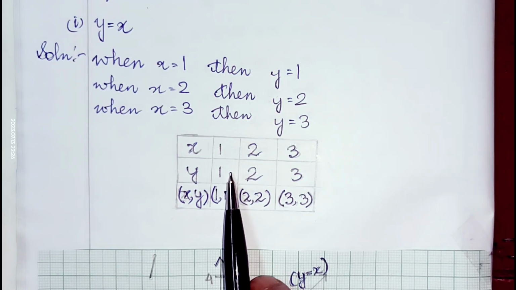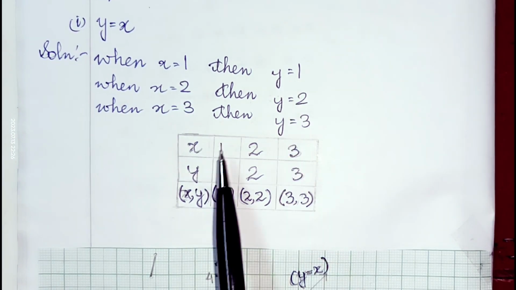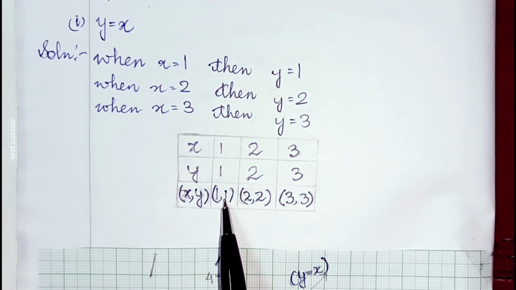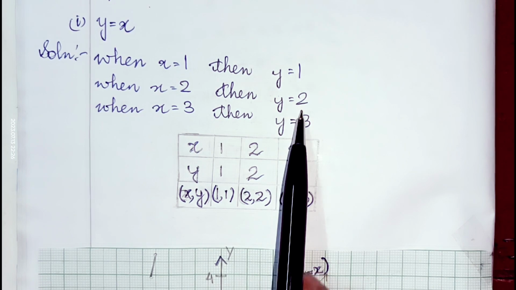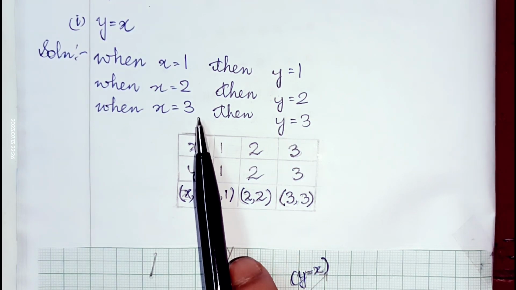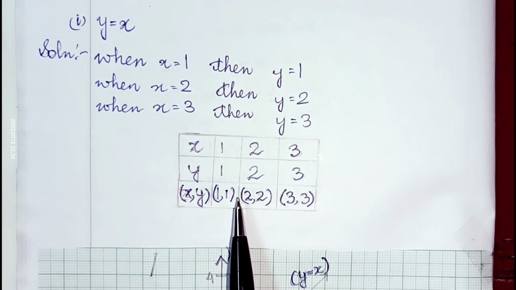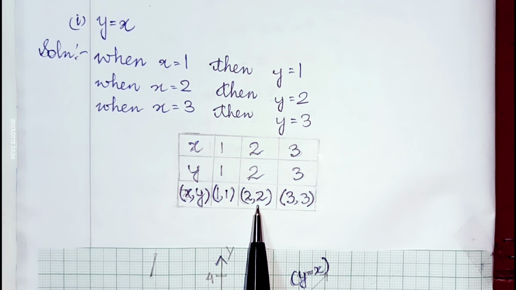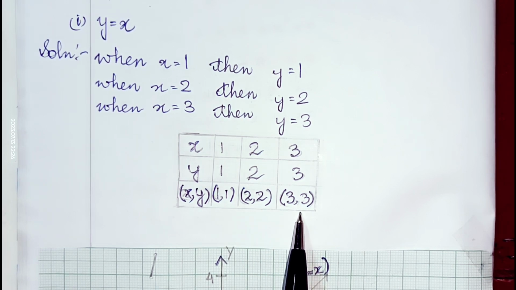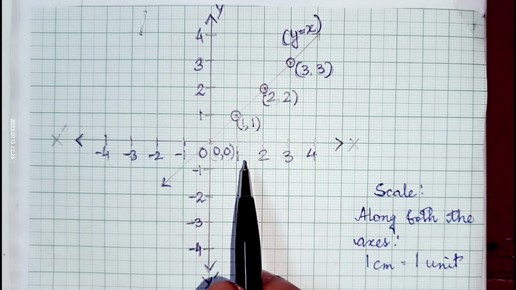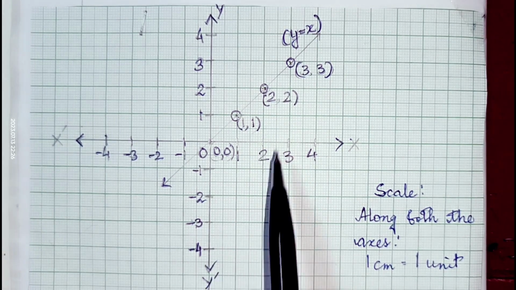Now we are writing in the form of a table. When x is 1, y is 1. So this is the first point, (1, 1). When x is 2, y is 2, (2, 2). And third one is (3, 3). Now we are to plot (1, 1), (2, 2) and (3, 3) in a graph paper. After calculating the points, we have to plot in a graph paper.